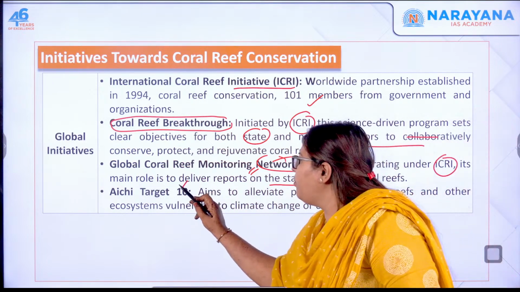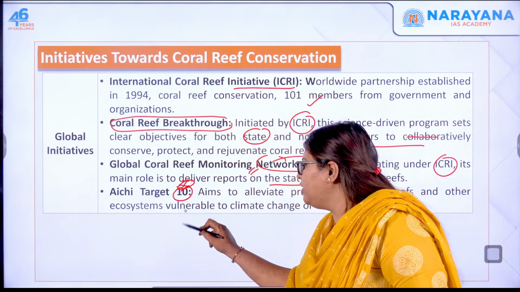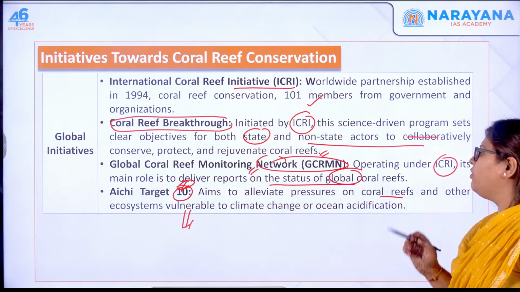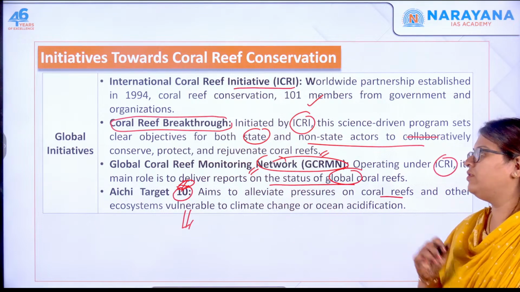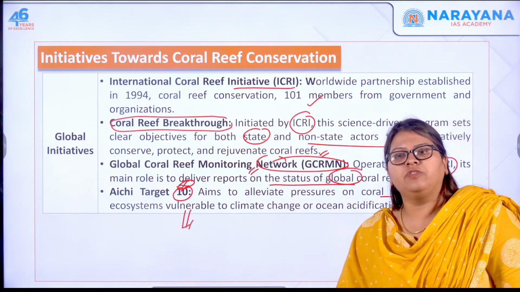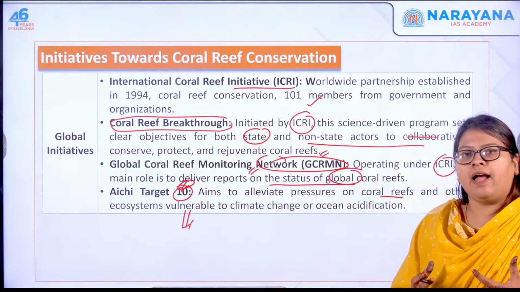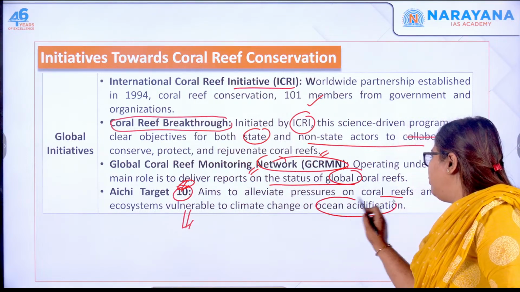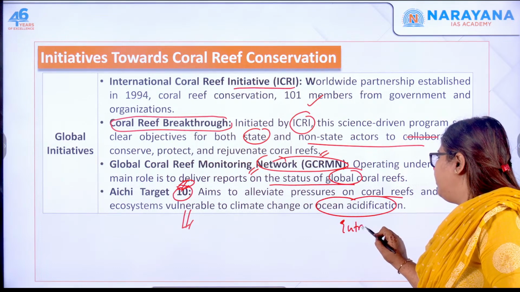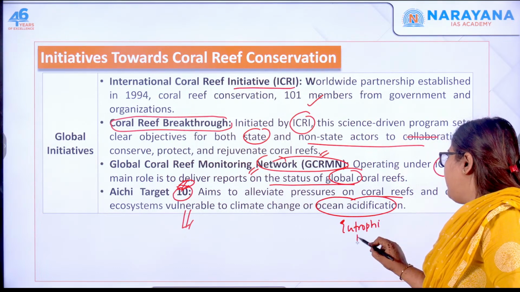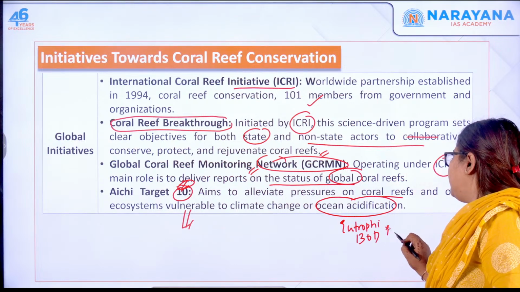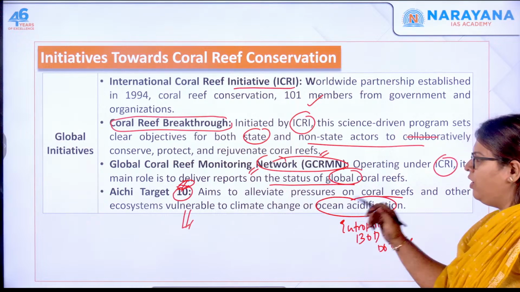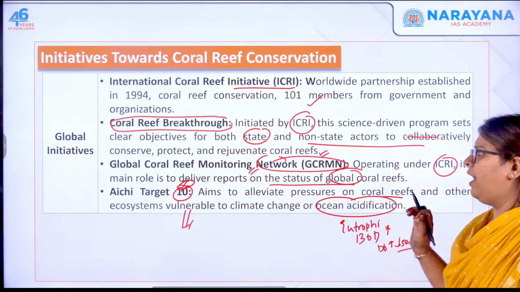Finally, very important, the Aichi targets 10. You need to know about this more. This actually aims to alleviate the pressure on the corals and also the other ecosystems which are vulnerable to climate change or any kind of ocean acidification. And even in ocean acidification, again you need to know about the eutrophication, and then biological oxygen demand. When it increases, what happens? When the dissolved oxygen increases or decreases, what happens? All this you need to know. So these are the Aichi targets.